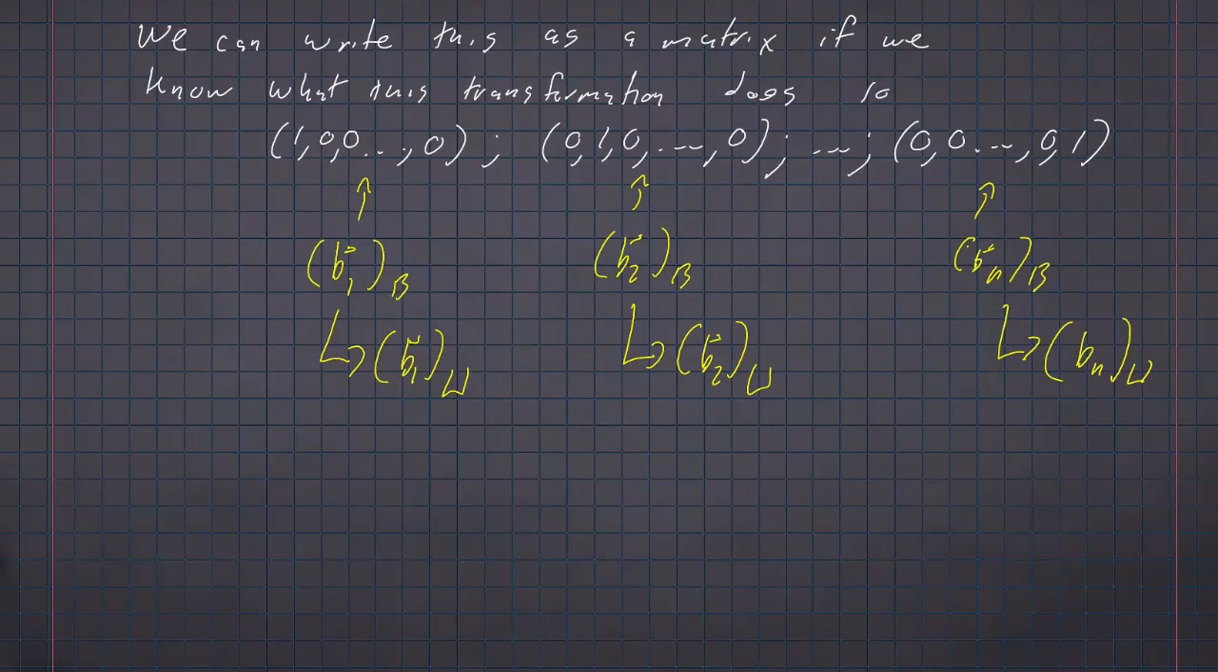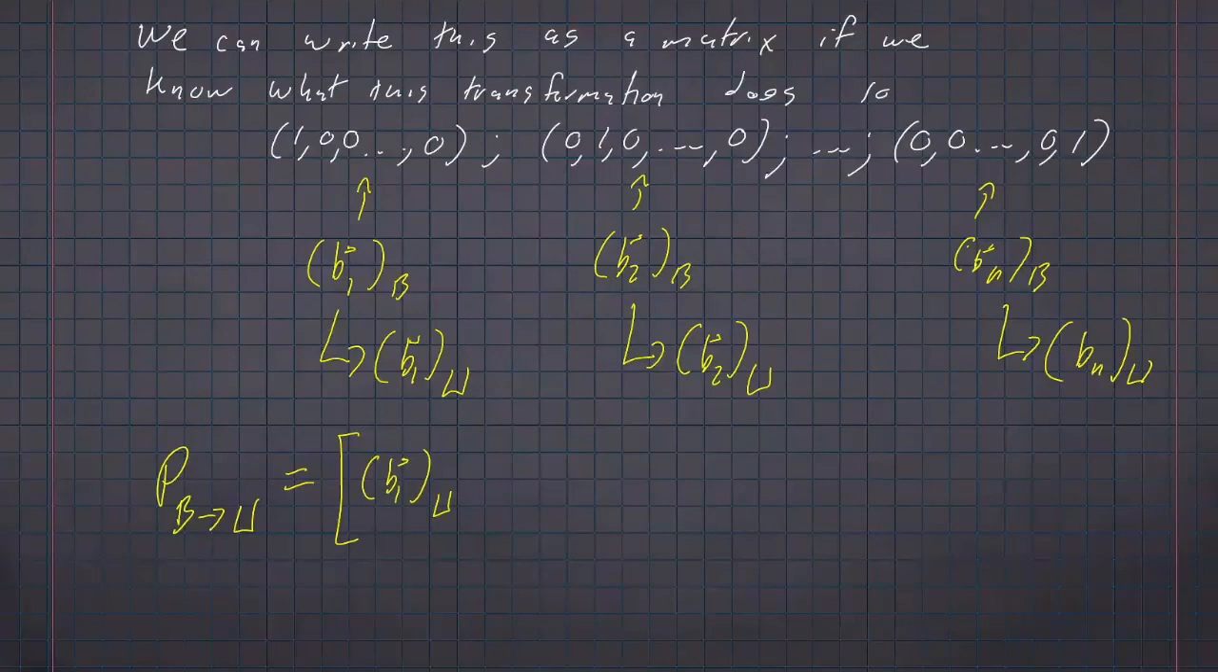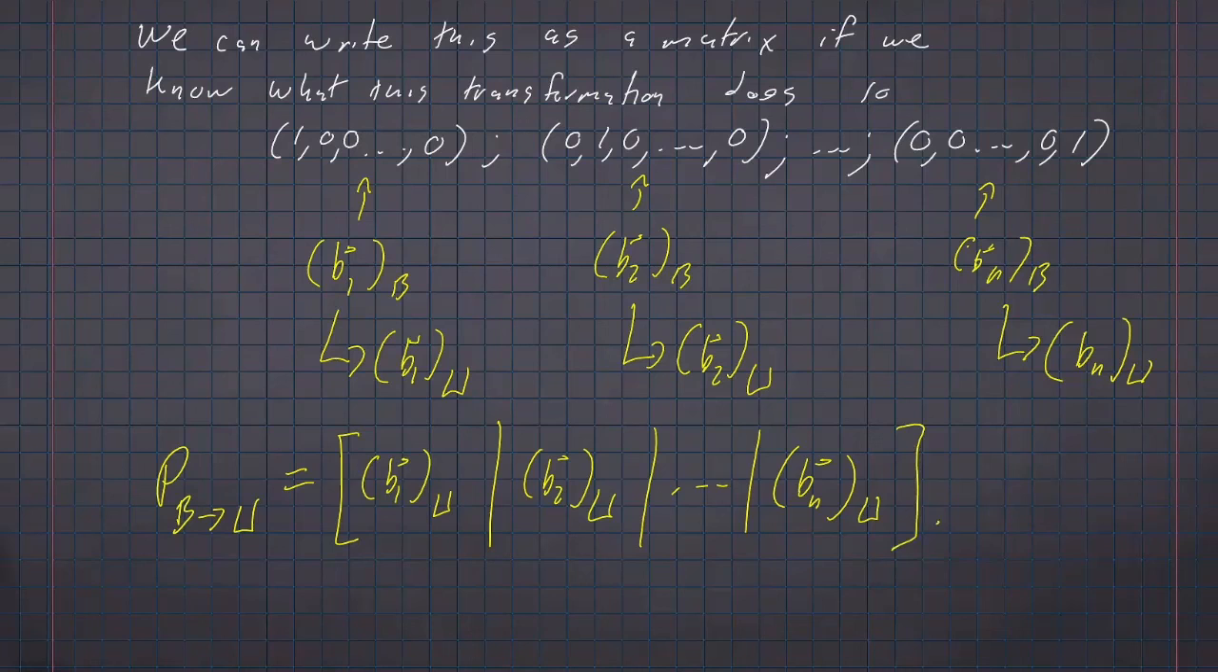Once we have managed to do that, we know that we can write the transformation, which I'm going to write as P subscript B to U, as a matrix where the columns are exactly these results. B1 under U, B2 under U, Bn under U.